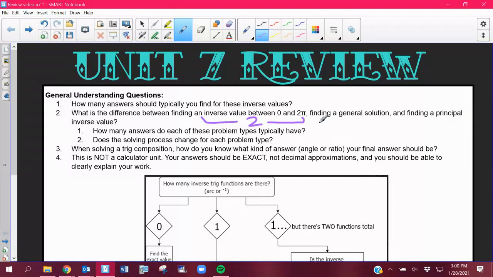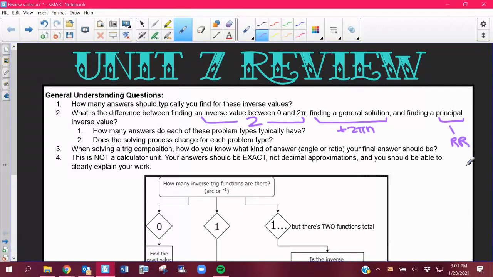If you're finding a general solution, you're still going to have 2 answers. However, those answers can be negative, and they should all look like little sentences that say plus 2 pi n at the end of them, because you're telling me where all of the solutions for this particular equation are. If you're looking for a principal value, there is one value and it falls in the restricted range for that inverse function. So again, you're going to solve all of these the same way. Really what it boils down to is how many solutions do I have and what do those solutions look like?